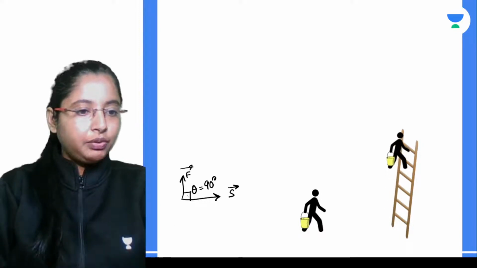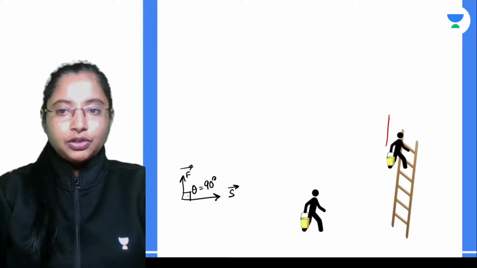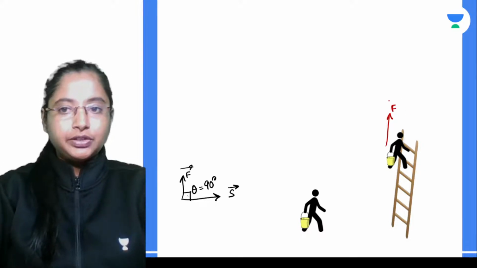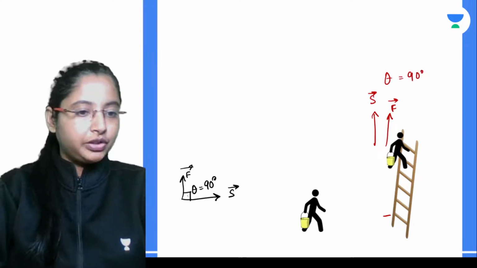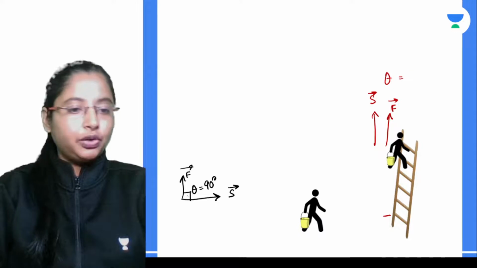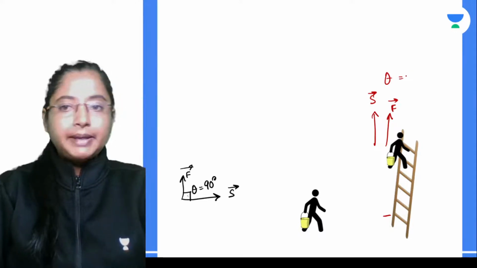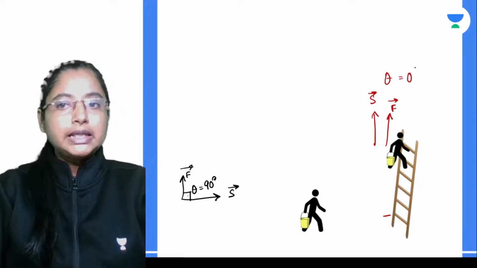Okay, now think about the force. The force he is applying to this bucket, carrying the bucket, is in this direction. And in which direction? Initially he was here, he is getting displaced, right. The displacement vector is also in the same direction. Now the angle between them tends to become 0 degrees, right? Because the displacement vector and the force are in the same direction.